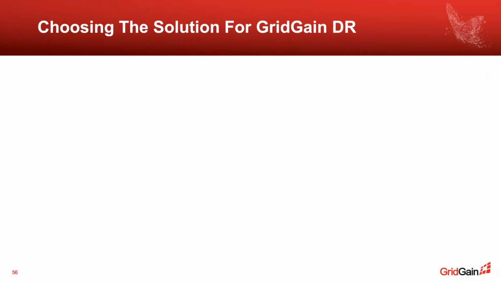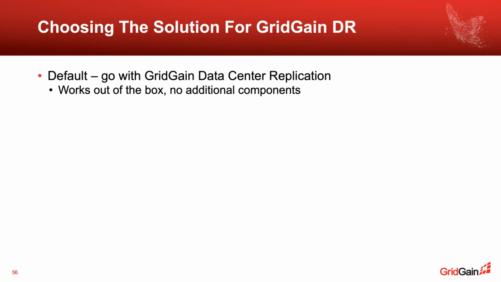So how can we choose between all of that now that we know what we compare? First of all, by default, I would say that GridGain data center replication would be the fit. Why? Because it works without any additional components, without additional software, and if you need to just connect two clusters so that one can serve as a secondary replica for disaster recovery, this is likely to be the choice.